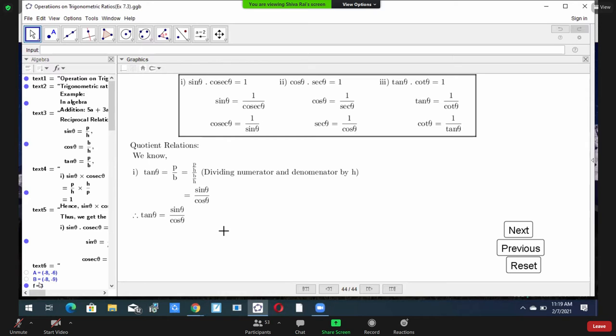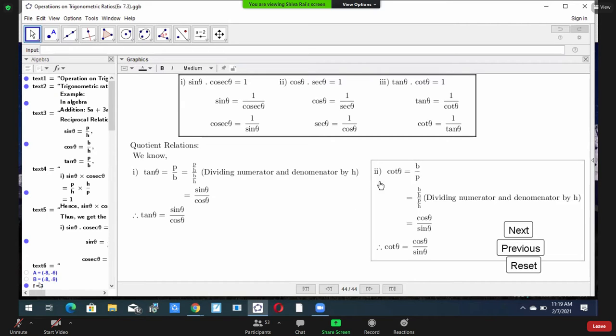Okay. Here a new relation. Let's see another relation also, for cot theta. Here in the second, you look here. Cot theta equal to b by p. Already you know. Here also you divide numerator and denominator by h: b by h and p by h. You look here, divide both numerator and denominator by h.